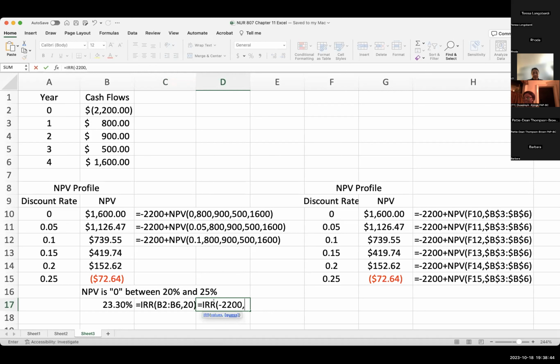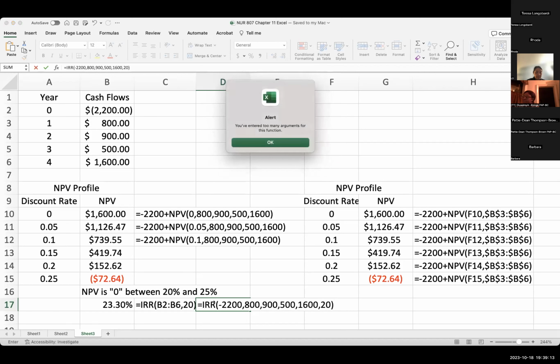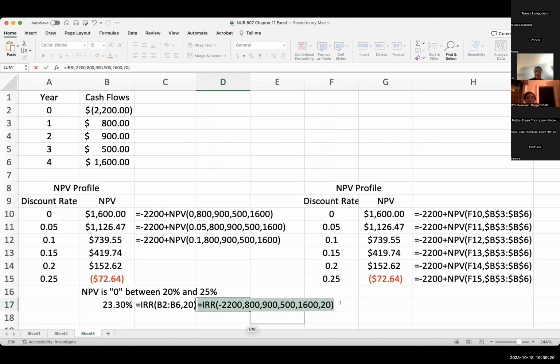I put things in. So let's put 800 and 900 and 500 and 1600. And then I'm going to put my guess of 20%. And I guess I'm going to put 0.2. Oh, I put 20. I think you have to put the actual number, not the decimals in this one. Jeez, there's no consistency. See, I get an error. Too many arguments. It doesn't like it. So you're forced. If you want to get the answer, you have to use the cell reference.